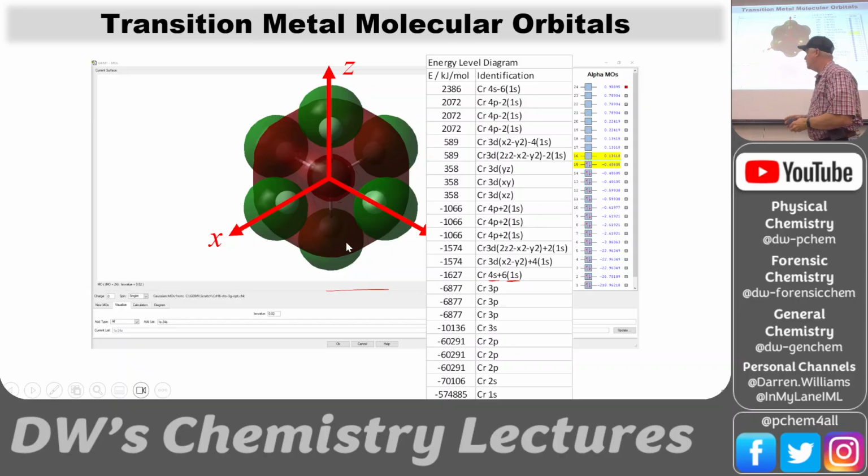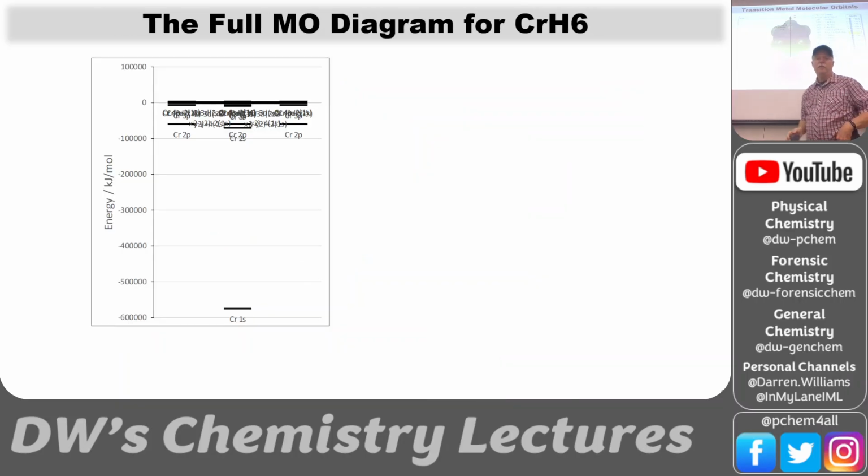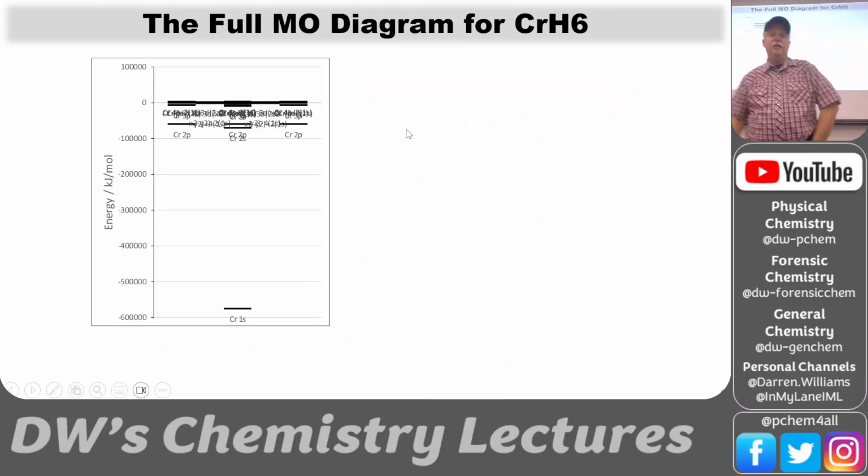So here's our energy level diagram and the designations of all of those. Way down here, the lowest orbital is the chromium 1s, and then the chromium 2s, then the 3 chromium 2p's, then the chromium 3s and the 3p's, and then we get into the valence electrons. So let's look at all of these. This is plotted out, the full MO diagram for CrH6. This is the core electron, the 1s, and everything else is way up there, okay?